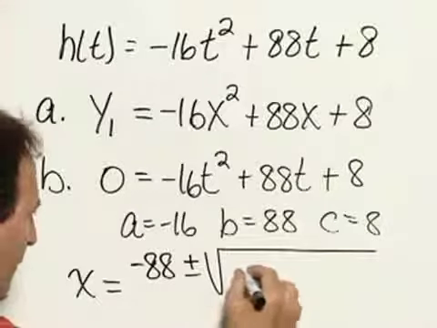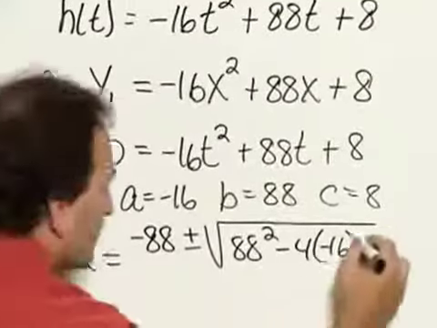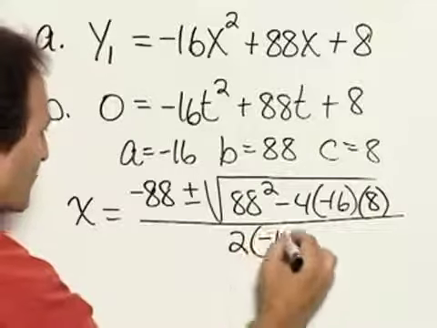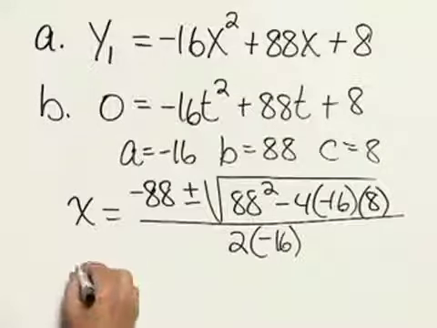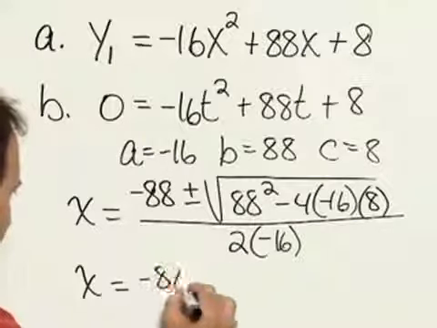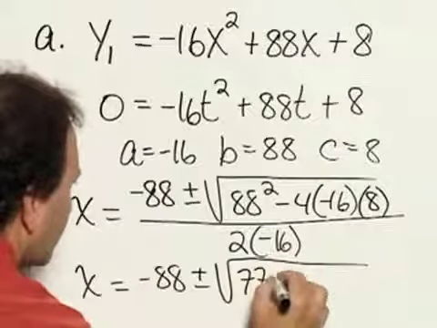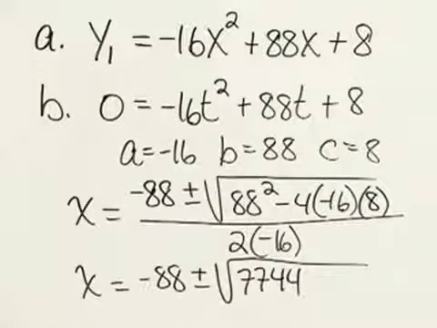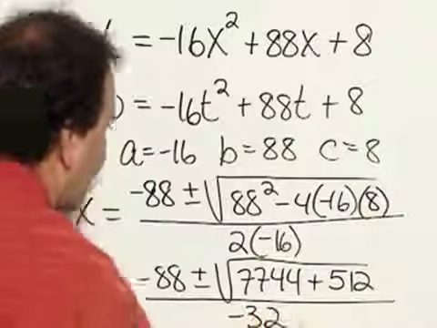So using the quadratic formula, we have x equals negative b, negative 88, plus or minus the square root of b squared, which is 88 squared, minus 4 times a, which is negative 16, times c, which is positive 8, and all of that divided by 2 times a, which is negative 16. Simplifying this, we get x is equal to negative 88 plus or minus, underneath the square root, 88 squared is equal to 7,744. We have a negative times a negative, which means it's positive. 4 times 16 is 64, times 8 is 512. And in the denominator, negative 32.